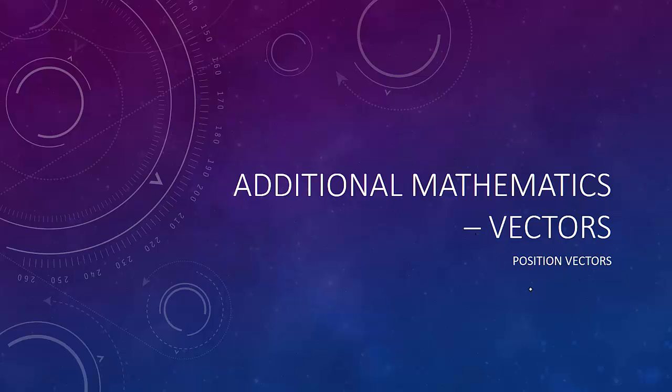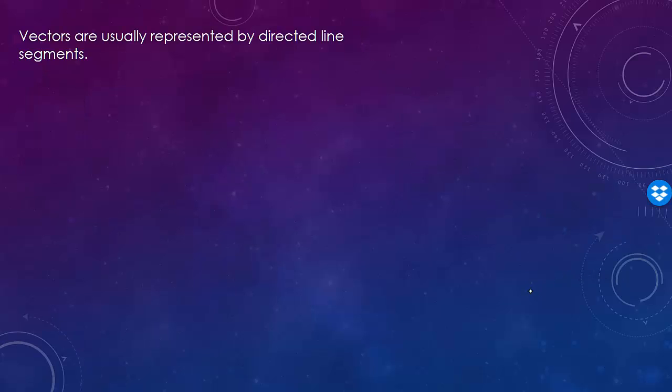Position vectors. Vectors are usually represented by directed line segments. So it's a line segment because it's just part of a line, and it's directed because it has an arrow.